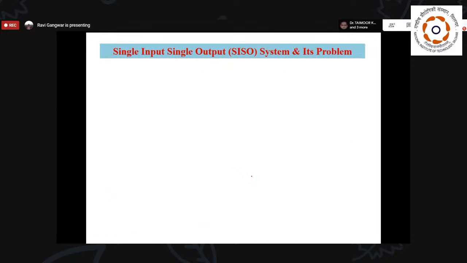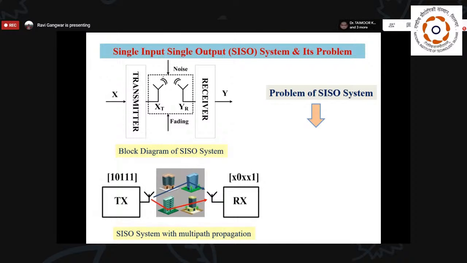Now, before we go further into the MIMO antenna system, first let us see what problems we face in the earlier established communication systems. The initial and most fundamental system is the single input, single output system. In the single input, single output system, we have one antenna at the transmitter side and one antenna at the receiver side. That is the meaning of single input and single output here.